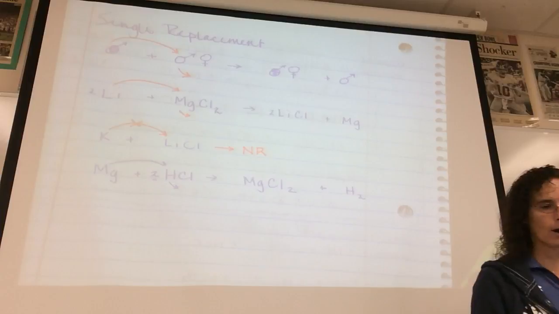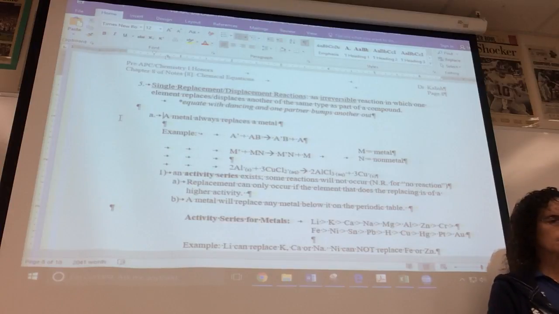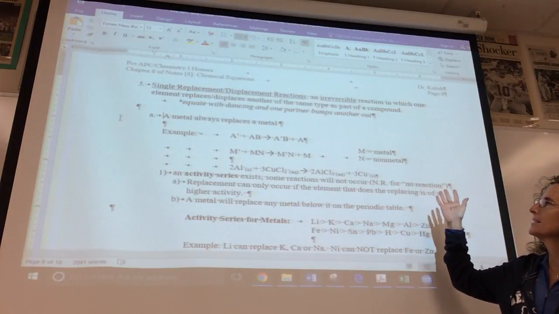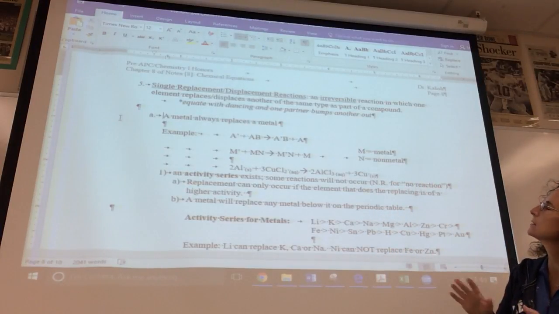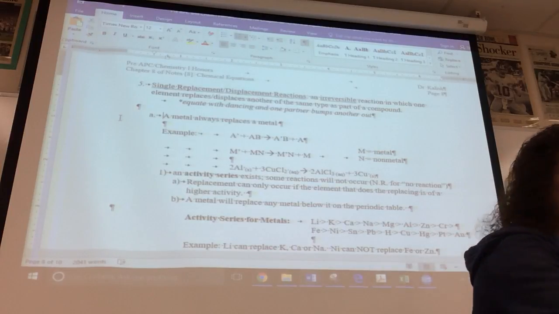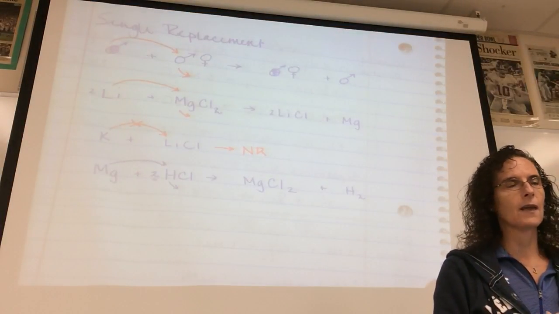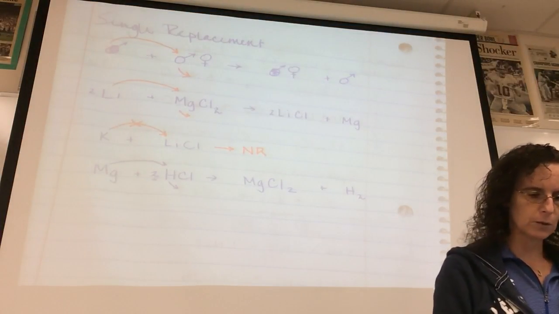All right, so let's go back into our notes, and what you're going to see here is single replacement, also known as displacement, somewhat synonymous. This is an irreversible reaction, and let's go back to our equation so that you understand that concept, irreversible.